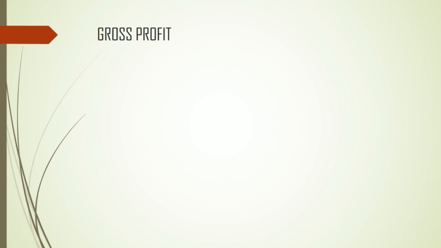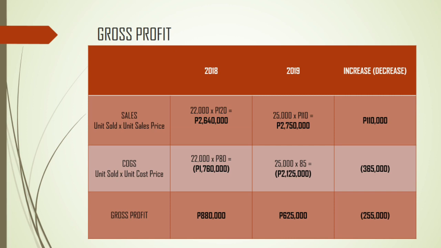So, the first thing that we will be computing is the gross profit. For us to get the gross profit, we will be determining the sales and the cost of goods sold. For us to compute for the sales, we have units sold times unit sales price, and for the cost of goods sold, we have units sold times unit cost price. So for the year 2018, the unit sold was 22,000 and the unit sales price during that year is 120. So 22,000 times 120 pesos is equal to 2,640,000.